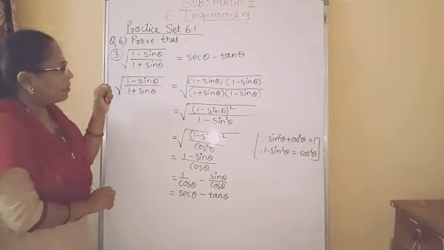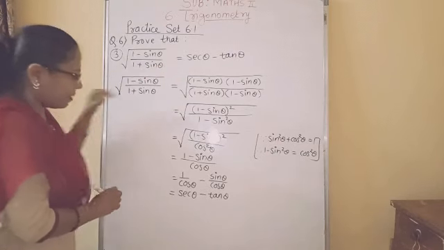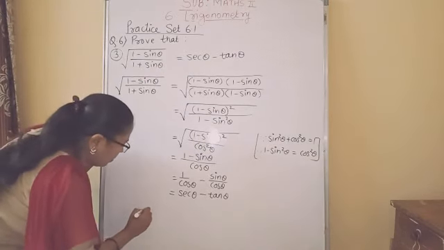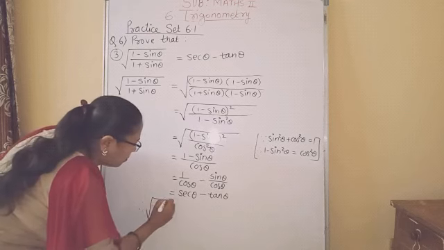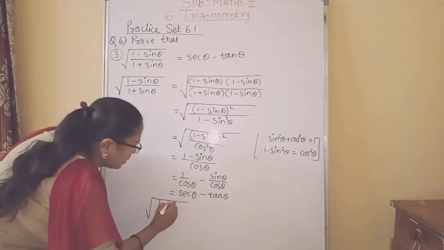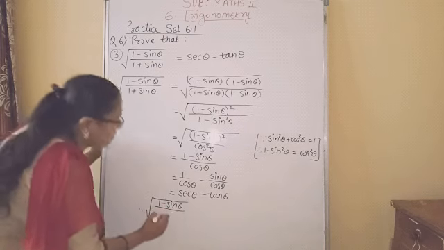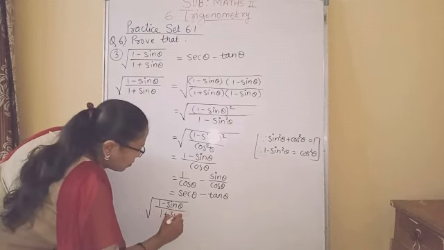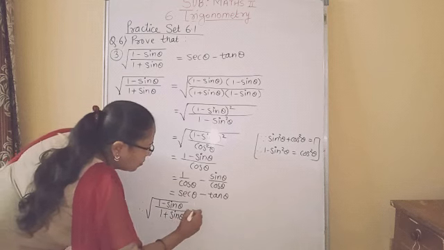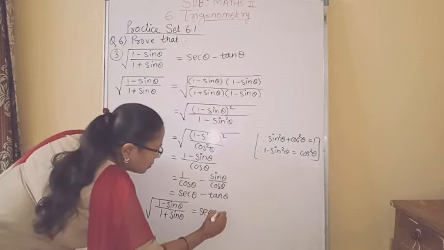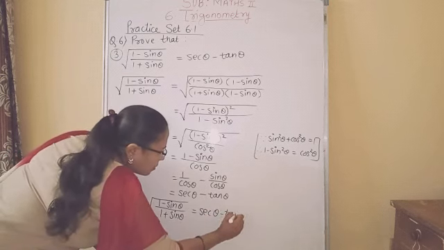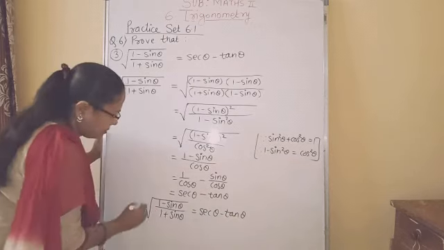Followed how we proved? Then we will write this question again, final answer. Therefore, square root of 1 minus sin theta upon 1 plus sin theta is equal to sec theta minus tan theta. Followed how?